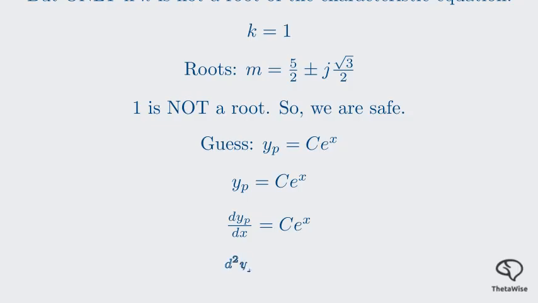And its second derivative, d squared y over dx squared, is also c e to the x. This is a very convenient property of the exponential function. Now we substitute these expressions back into our original equation.